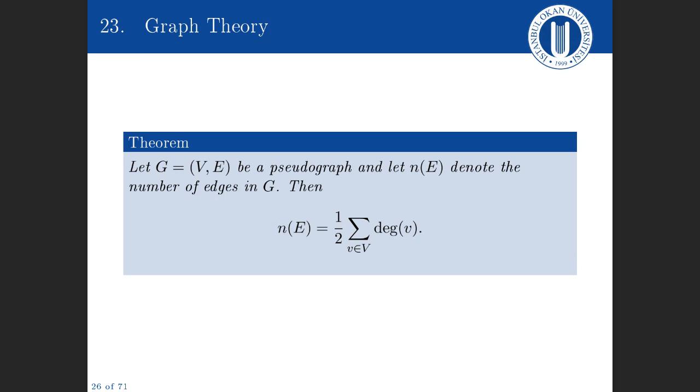The first theorem of today: let G be a pseudograph. That's a graph where we're allowed to have parallel edges and we're allowed to have loops. And let NE denote the number of edges in the graph. Then the theorem says if we add up all of the degrees of the vertices and then divide by 2, we get the number of edges in G.